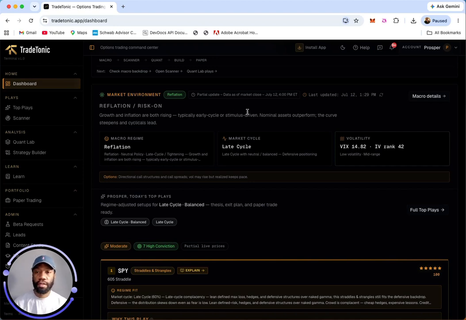One of the key features of TradeTonic is this macro regime. No other platforms out there have a macro regime baked into their platform. Now, some other options platforms give you the option to choose through hundreds of different stock option opportunities that you can trade. Some of them just go really, really heavy on the gamma exposure.